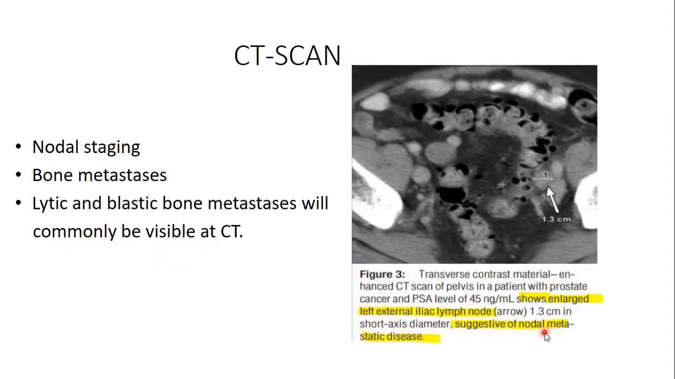CT scan has virtually no role in primary prostate cancer detection or in the staging of the disease. The main role of CT scan is only in nodal staging. CT scan also helps in identifying bone metastasis, but bone scintigraphy and MRI are considered superior to CT in this regard. Lytic and blastic bone metastasis will be commonly visible at CT. Here in the picture, we can see an enlarged lymph node around the external iliac vessel.